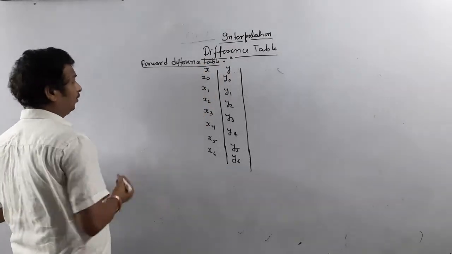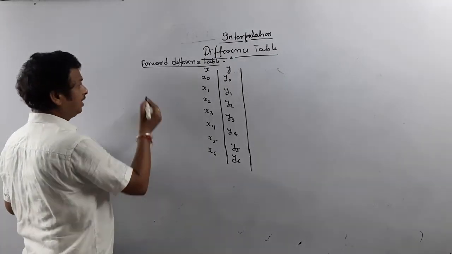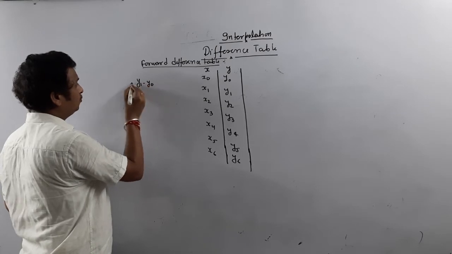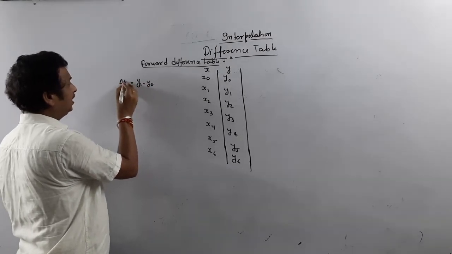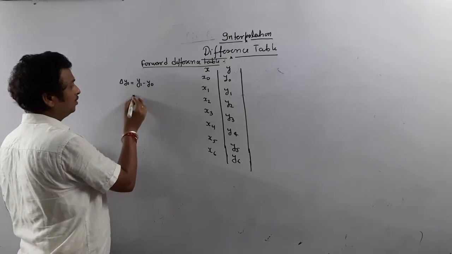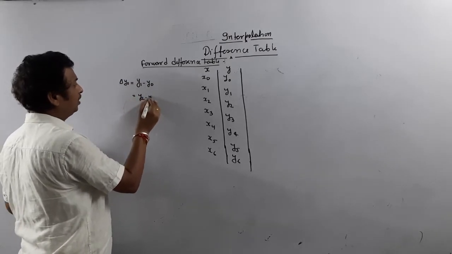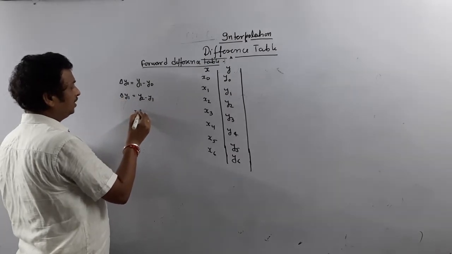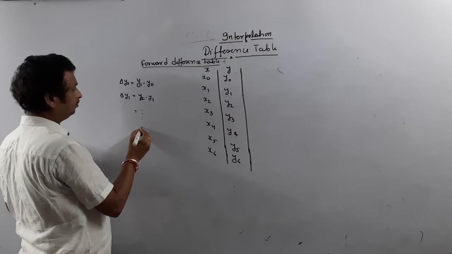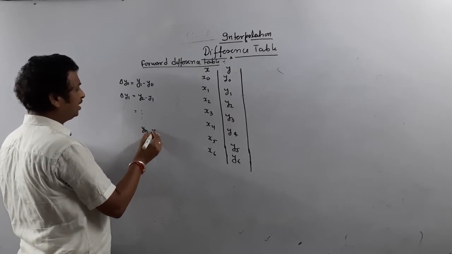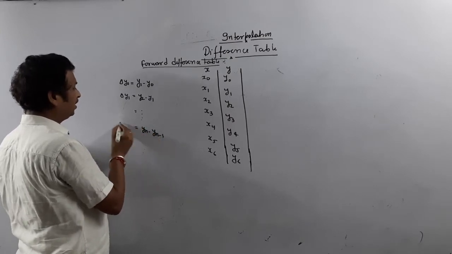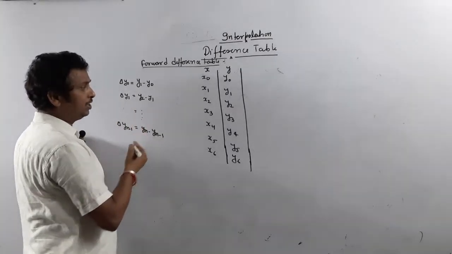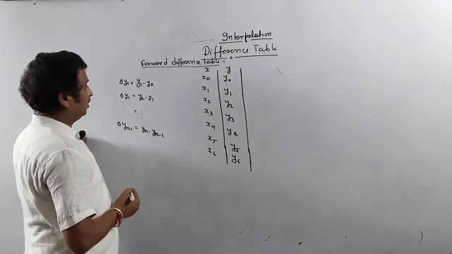So forward difference, how do we denote it? First I will explain. Actually y1 minus y0 is denoted by del y0. Then y2 minus y1 is denoted by del y1. In that way, yn minus y(n-1) is denoted by del y(n-1). This is the first forward difference notation.